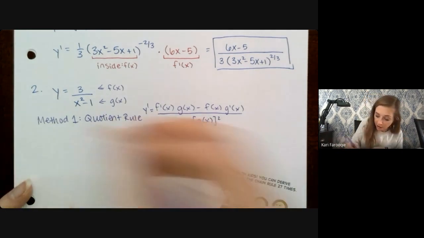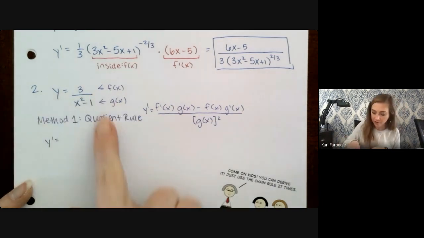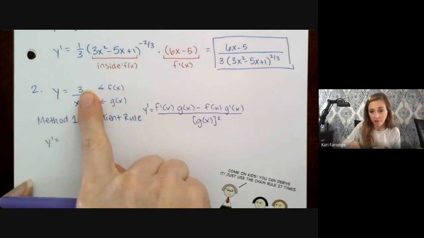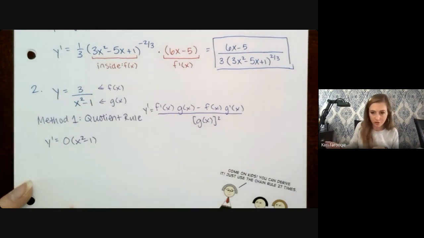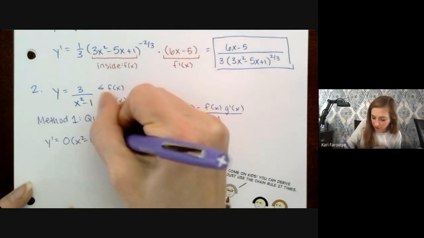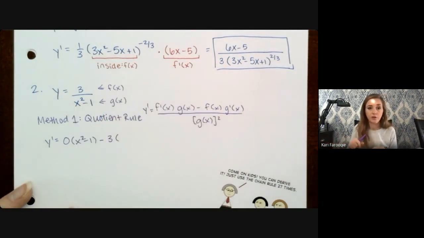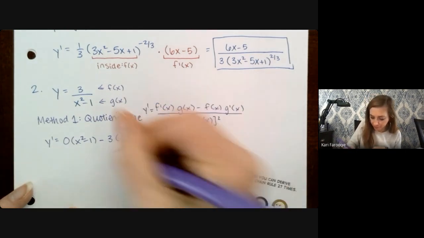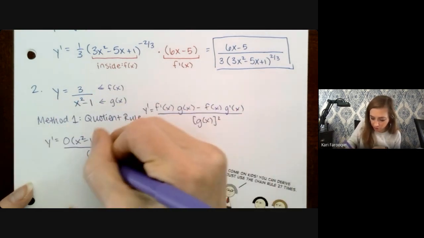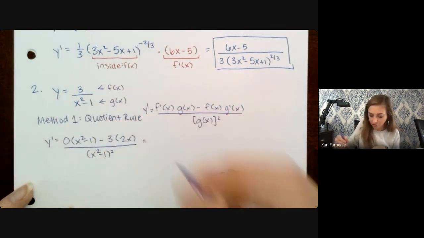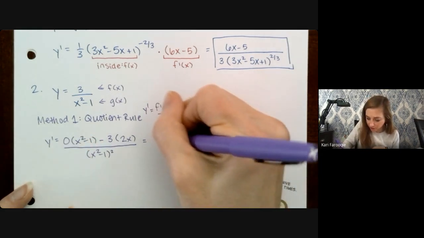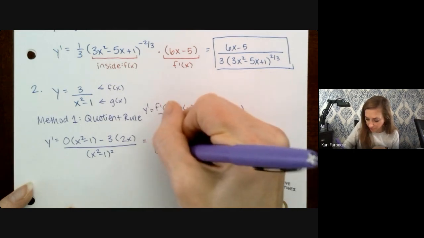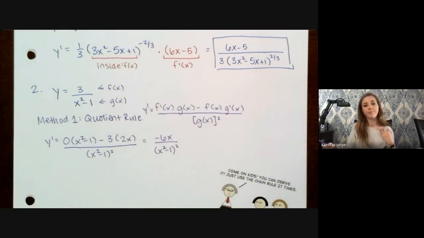All right, let's go ahead. Y prime is f prime. Now, f is a constant, so f prime is 0. So f prime g, I mean, you can rewrite the g, but it's just going to 0 out. Minus f times g prime. The derivative of g is 2x. All divided by g squared. Now, when you simplify this, the first term zeroes out, and then you just end up with negative 6x divided by x squared minus 1 quantity squared.